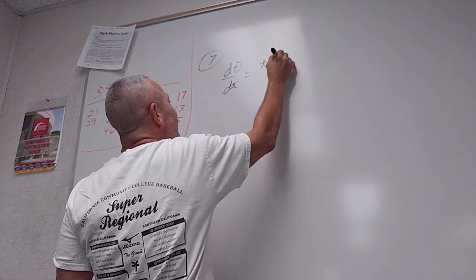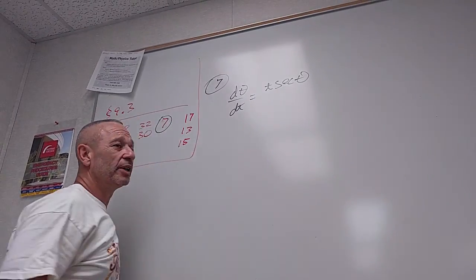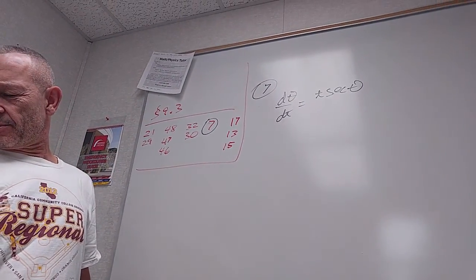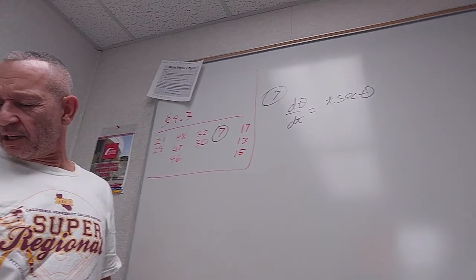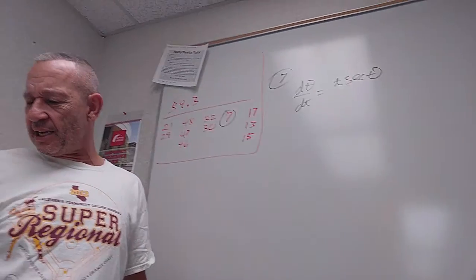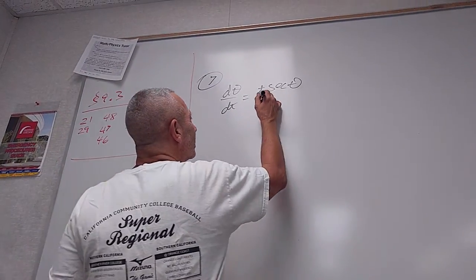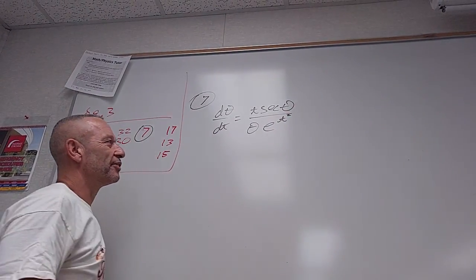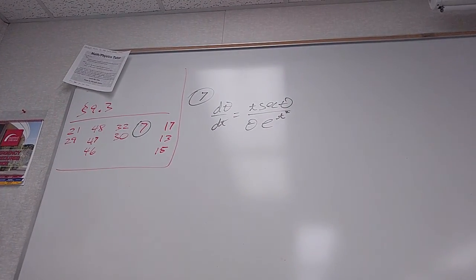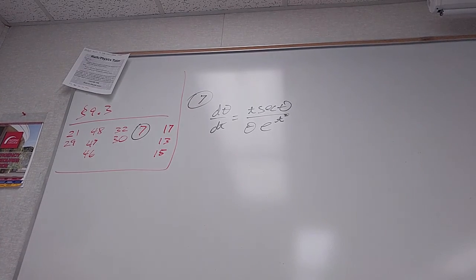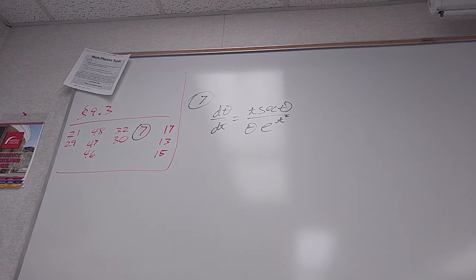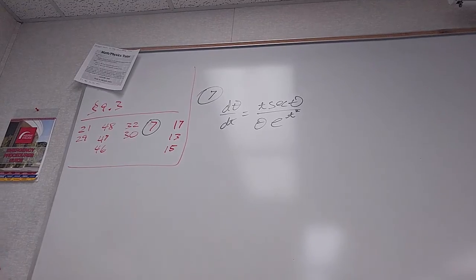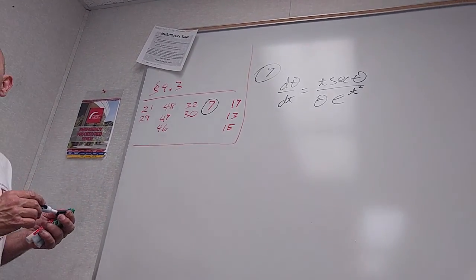T secant theta? Or was it secant squared? Number 7, t secant theta over theta e to the t squared? Is that right? Well, that's a pleasant little expression there, isn't it? How nice. Well, that t secant theta says integration by parts, doesn't it?